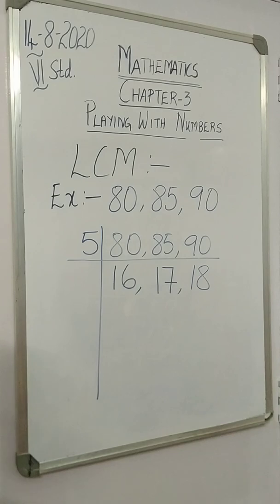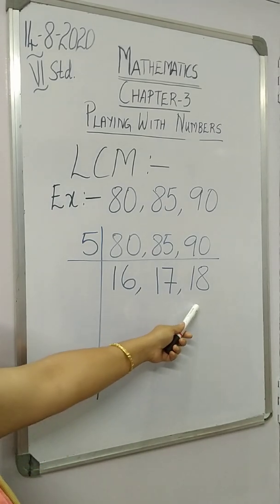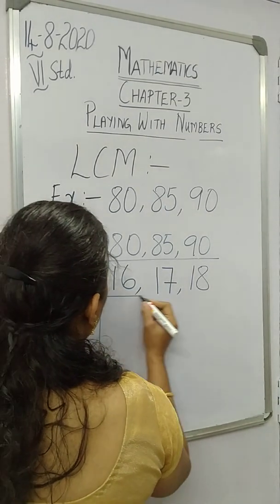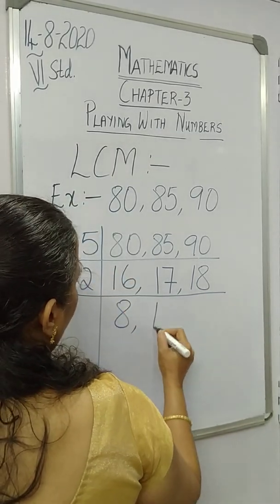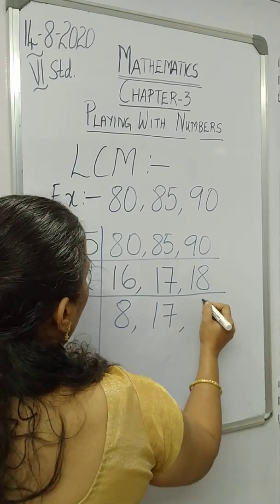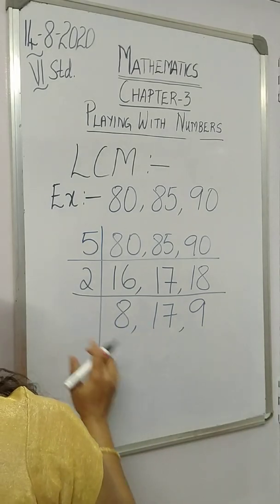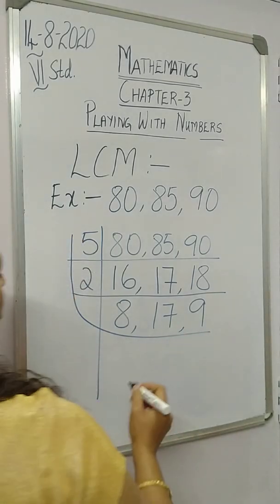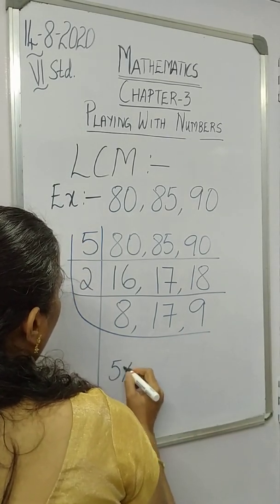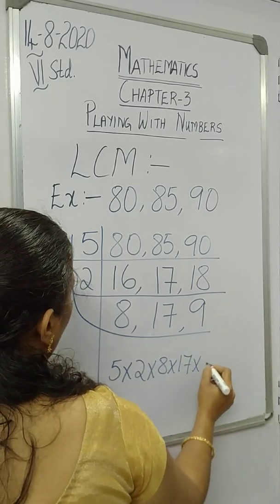Now, here we have got 16, 17 and 18. 17 of course is a prime number. We cannot divide it. But we can divide 16 and 18. What number will we divide by? We will divide by 2. 2 8s are 16. 17 as it is. And here 2 9s are 18. Yes, you can continue till you get 1 or we will stop here. Let us find out the LCM by multiplying all these numbers. Yes, so 5 into 2 into 8 into 17 into 9.